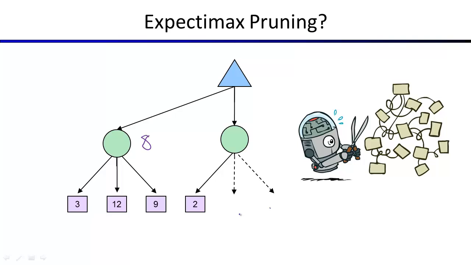Okay, that's not really true here. The root value in an Expectimax tree is a blend of a lot of things. And so it's very hard to prune because lots of things contribute a little bit to that average.